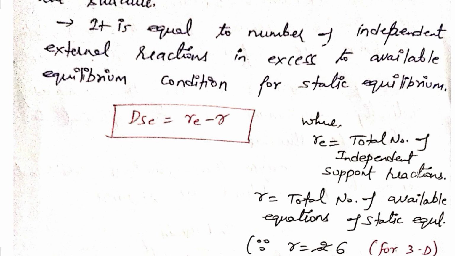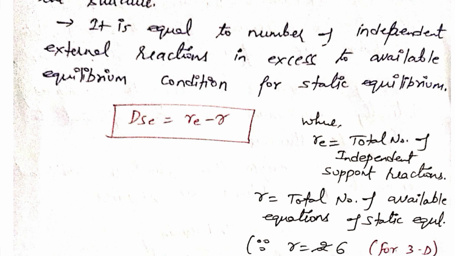If we have a fixed support, then the RE value is 3. For a hinge support, the RE value is 2, and for a roller support the RE value is 1. These are the total number of independent support reactions, that is RE. And what is R? R is the total number of available equations of static equilibrium.